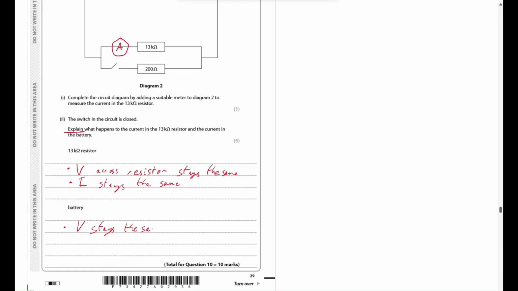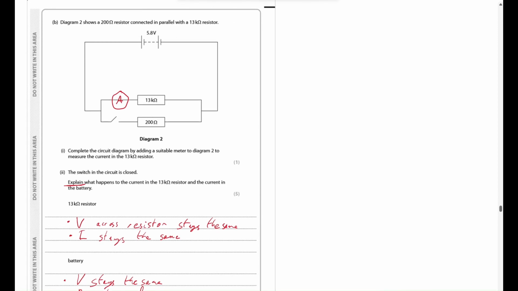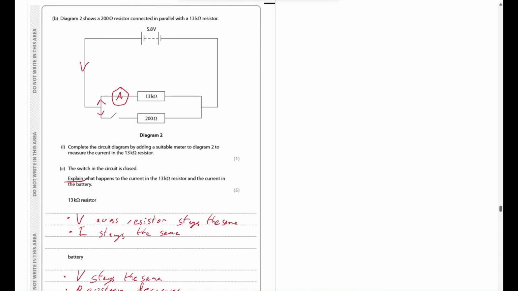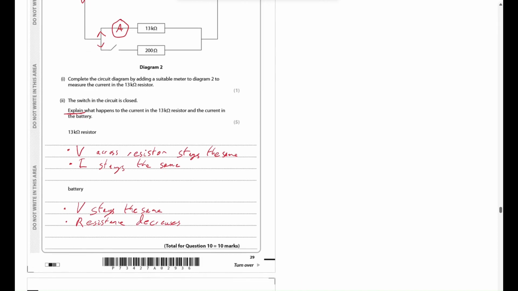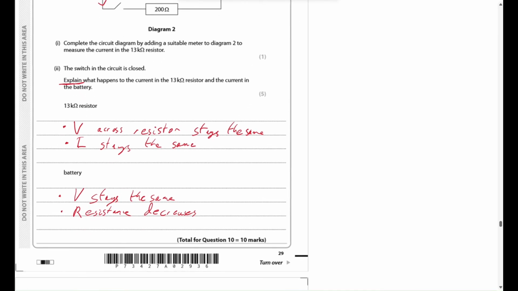reduced the resistance. The voltage stays the same because it's the voltage of the supply, but the resistance has gone down. It's a really difficult thing to get your head around, but we've not added a resistor, we've added a different route. The current comes down here, and it can go this way or this way now. So you've lowered the resistance overall. Current is voltage divided by resistance, so if the resistance has gone down, the current is going to increase.